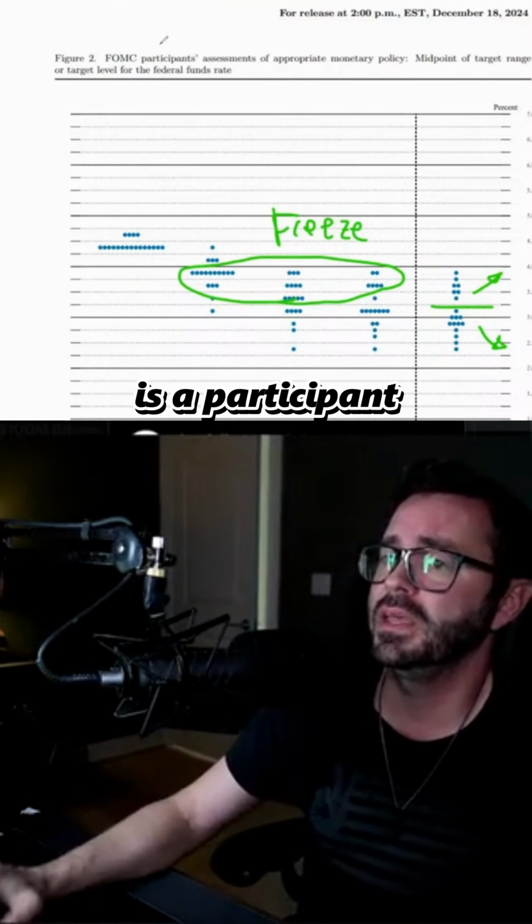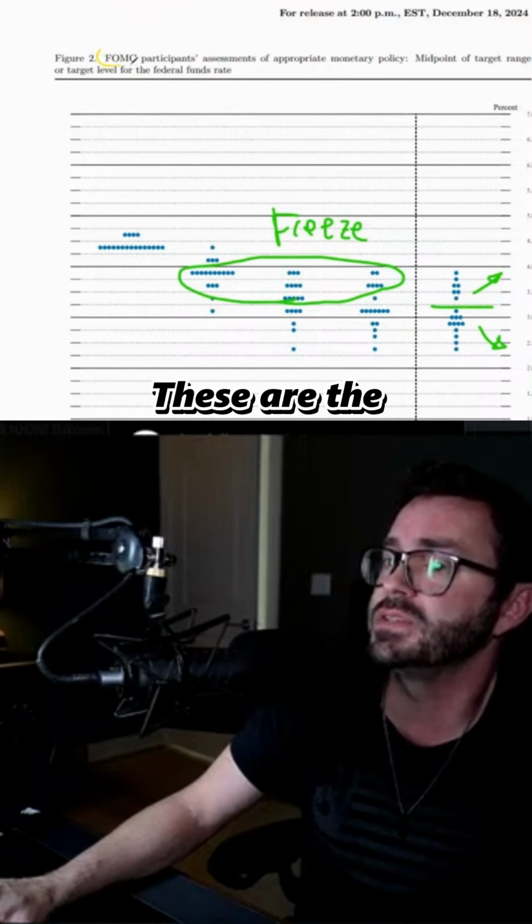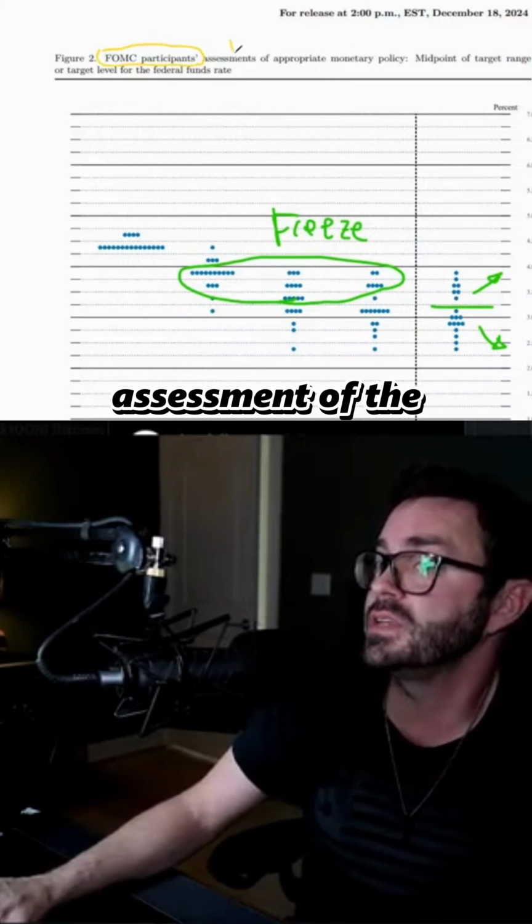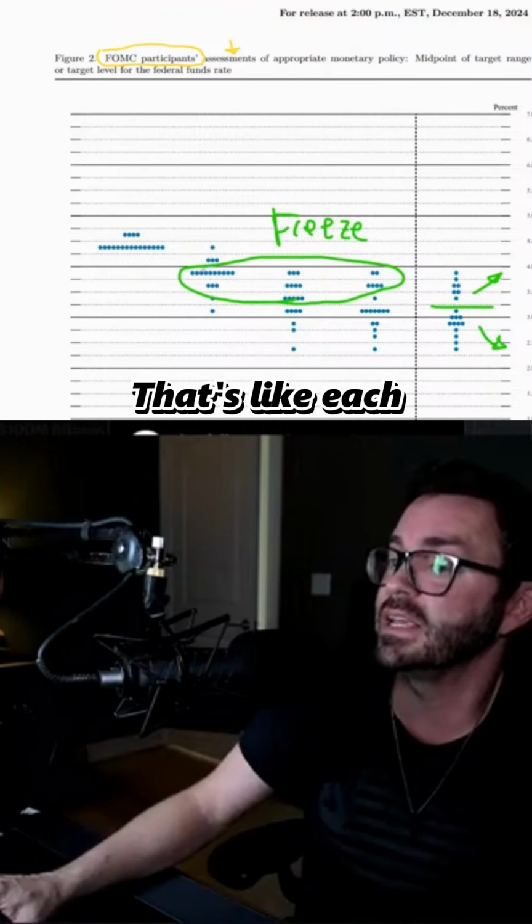Why the market crashed. This is known as a dot plot. A dot plot is a participant assessment, by FOMC participants. These are the members of the FOMC. This is their assessment of the appropriate policy. It's like each person has a vote.